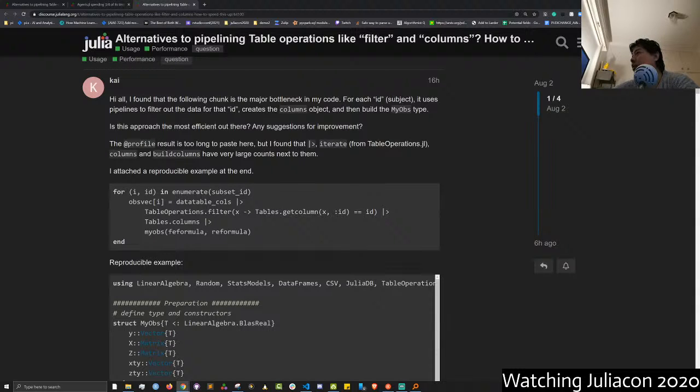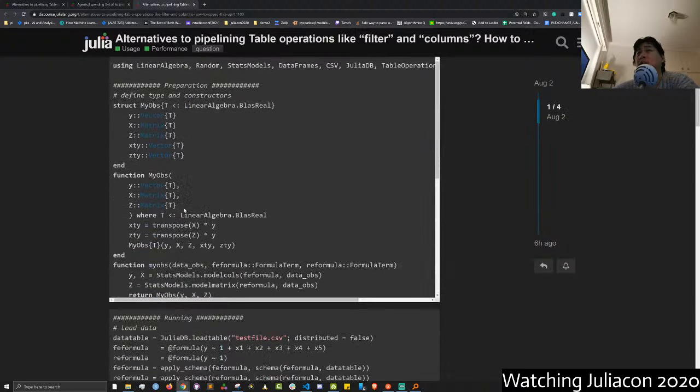I found the following chunk. Moving on, yes. Okay, this is a major bottleneck in the code. For each ID, it uses pipelines to filter out the data for that ID, creates a column object and builds the myops time. Okay. Data. Okay, so he's got a table of a column table. He filters it. Okay. And converts it to a column again and creates this reproducible example.